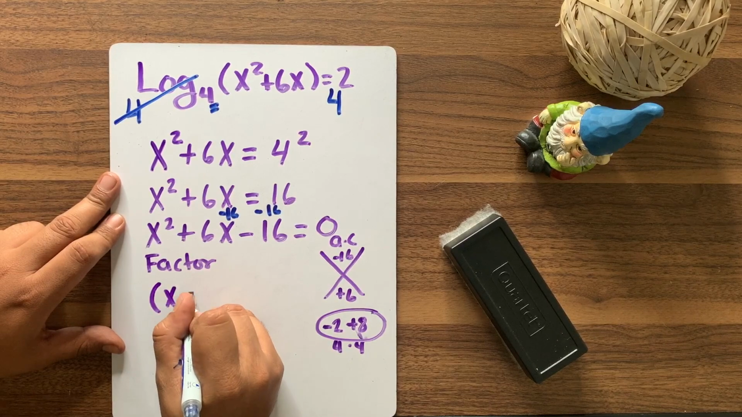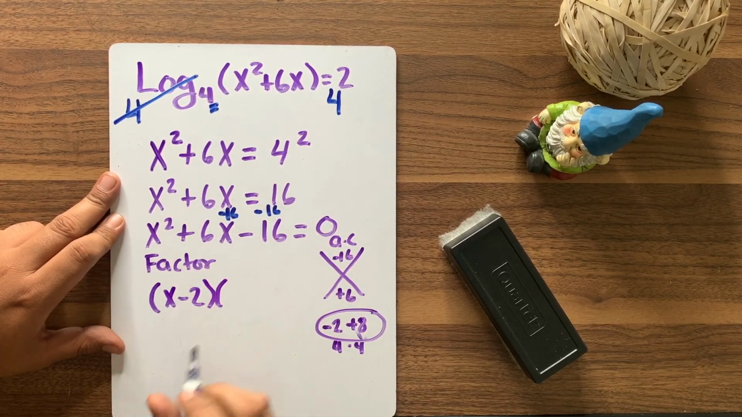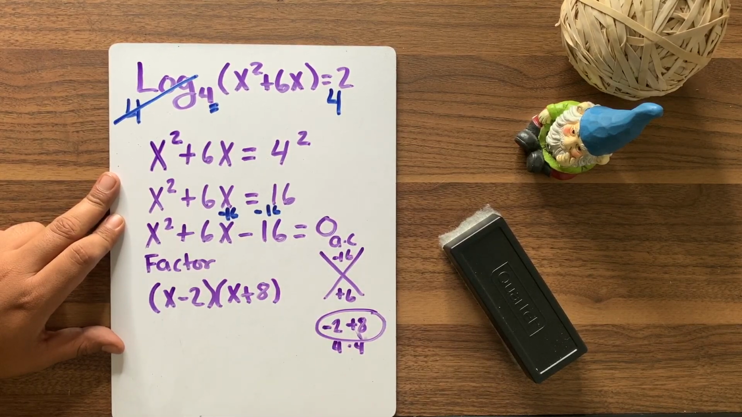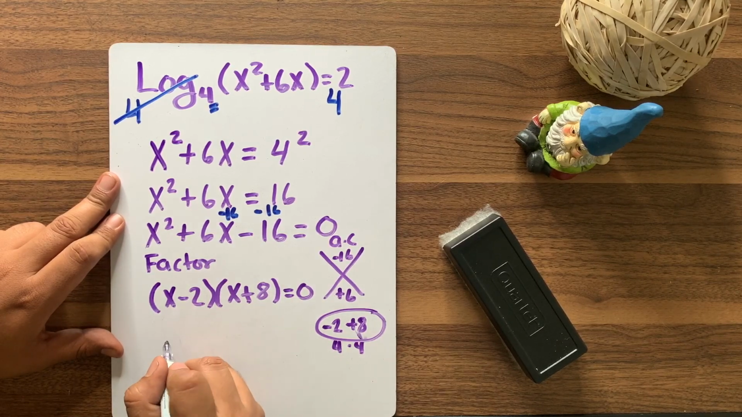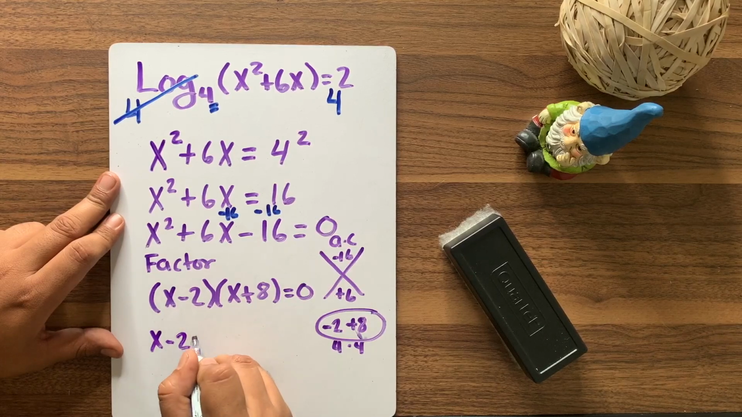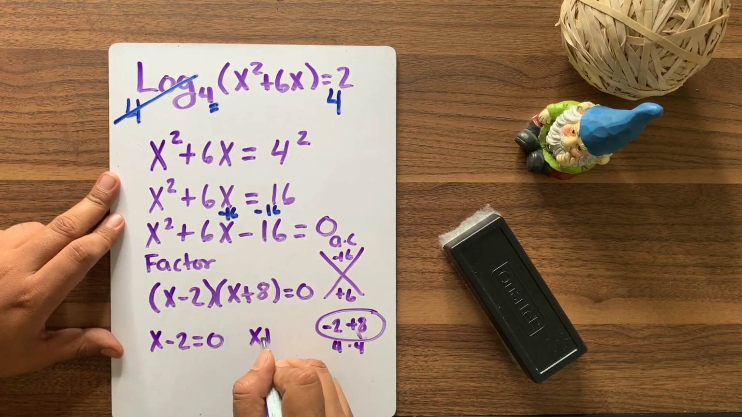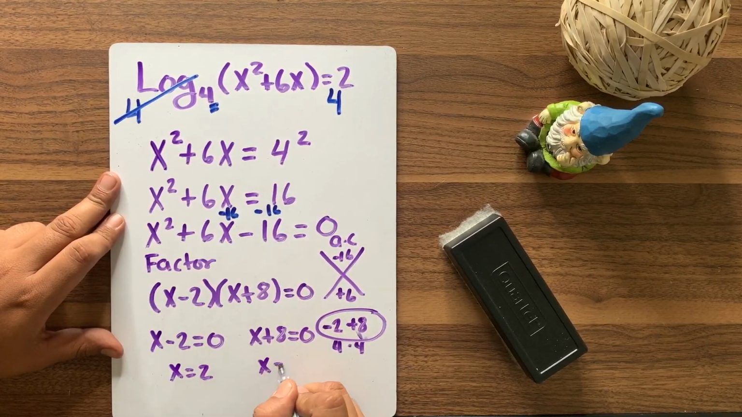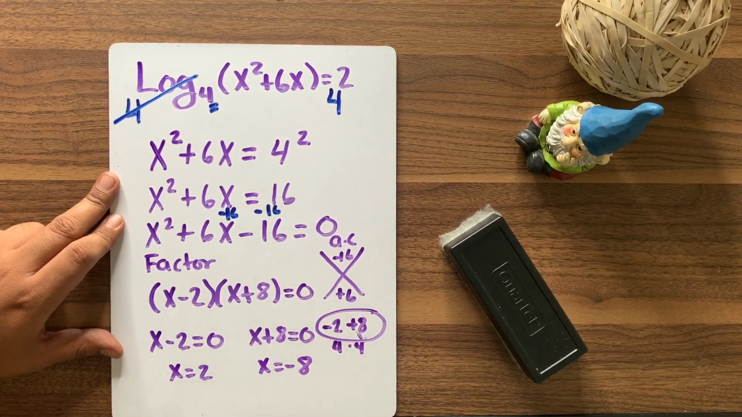Now, the factors are x minus 2 and x plus 8, because a is 1. Those are my factors already, and they're equal to 0. Now I'm going to use the zero factor property, which says that I can separate them. So now we have x minus 2 equals 0 and x plus 8 equals 0. Move the 2 to the other side, it becomes positive. Move the 8 to the other side, it becomes negative.